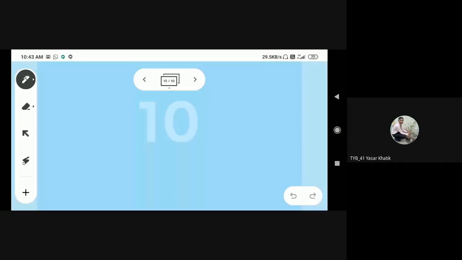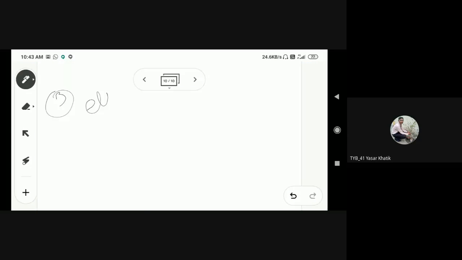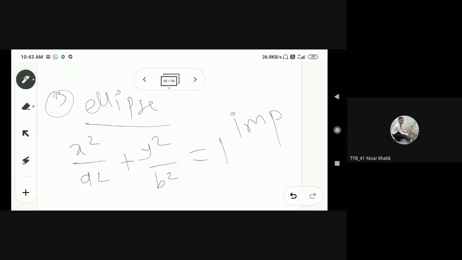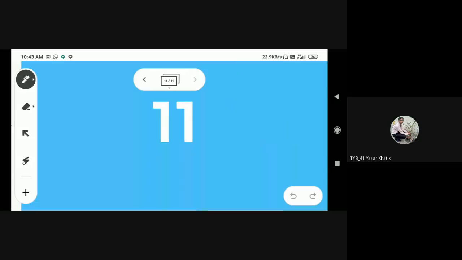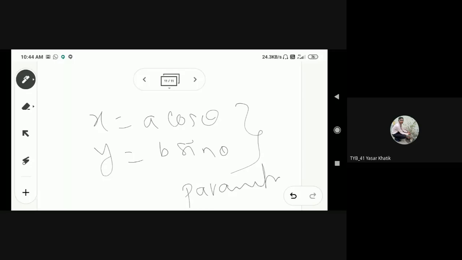Third one, the ellipse. What is the implicit form for the ellipse? x²/a² + y²/b² = 1. This is the implicit form of the ellipse. And next, the parametric form: x = a cos θ, y = b sin θ. So this is the parametric representation of the ellipse.